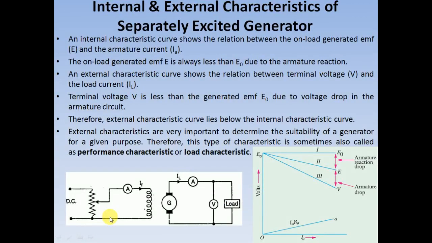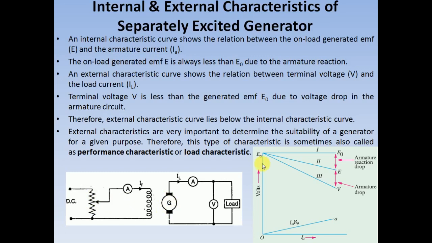Next we are going to study the internal and external characteristics of a separately excited DC generator. The circuit arrangement to plot both the internal characteristics and external characteristics is shown here. From this diagram it's very clear that the magnitude of load current is the same as that of the armature current. While plotting the internal and external characteristics of the separately excited DC generator, the speed and field excitation of the DC generator are maintained at a constant value.